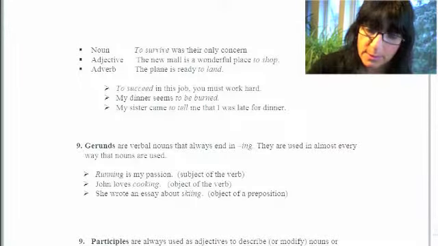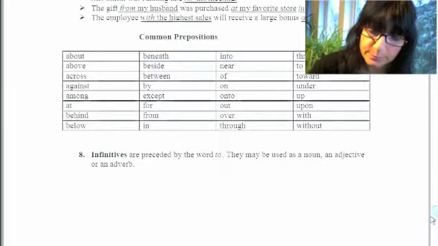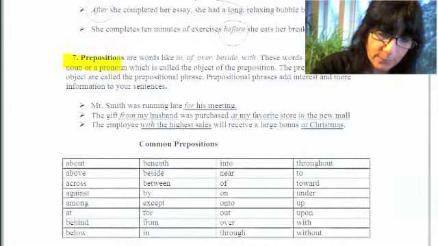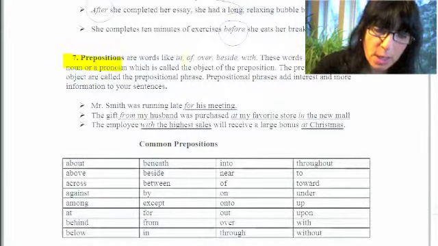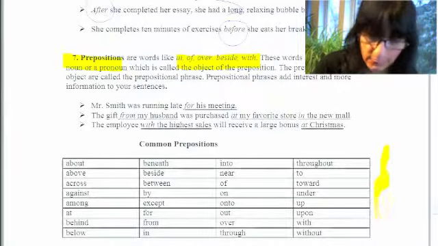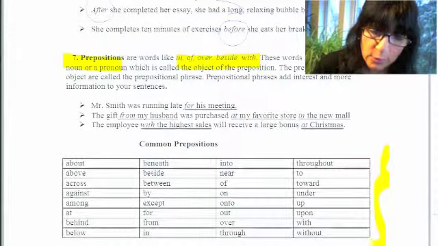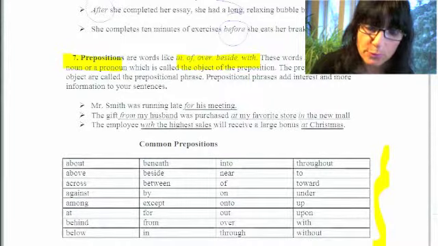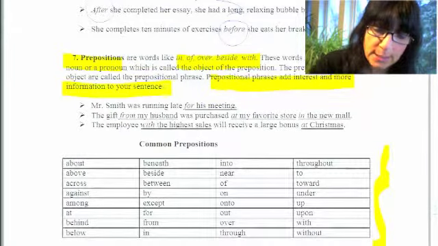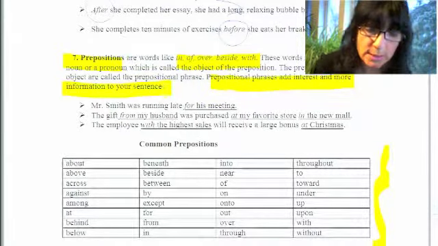And then the seventh part of speech are called prepositions. Prepositions are words like in, of, over, beside, and with, and there's a list of prepositions right over here for you to refer to. The preposition and the object are called the prepositional phrase, and prepositional phrases are used in sentences as they add interest and more information to your sentences.